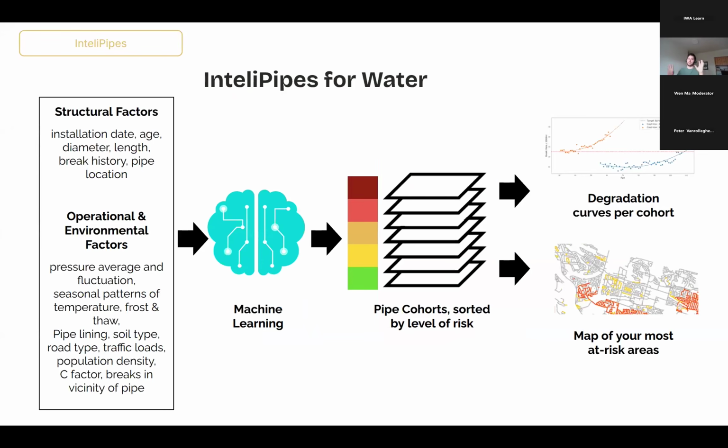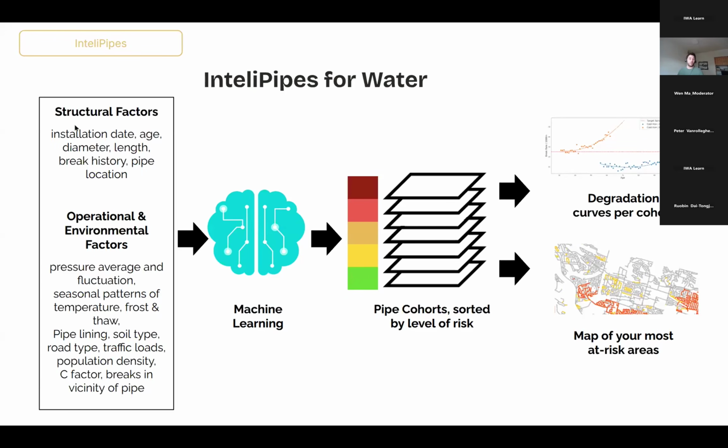We use a bunch of variables depending on what's available, right? Large municipalities may have pressure data, soil data. The more we have, the better we can be. But at least we want installation date, age, diameter, length, break history, and other factors that we can use. Sometimes, not on every pipe, but when you have a couple of soil measures and things like that, corrosion can be a very important factor.